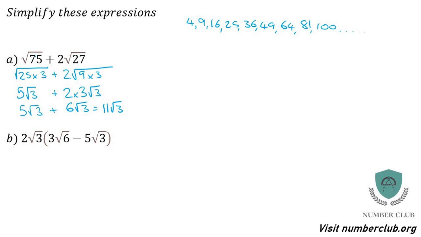But you can't collect these together. They're like X's and Y's. They're apples and oranges. They're two different things. Okay, the surds have to match before you can deal with them. Next, can you expand brackets with surds?